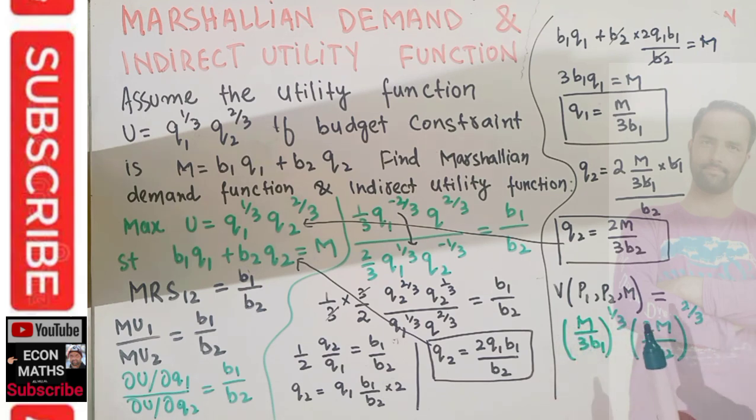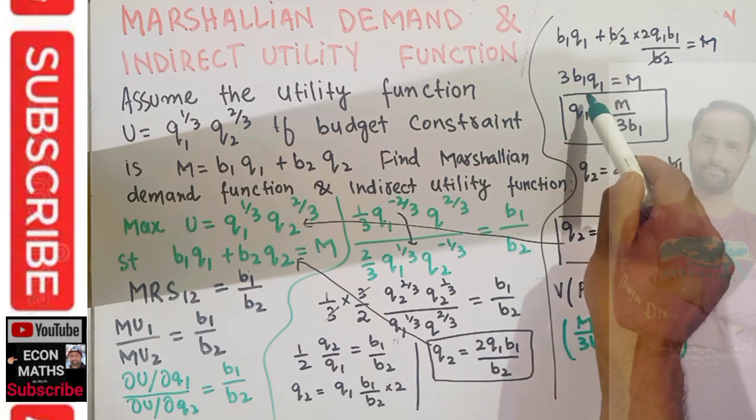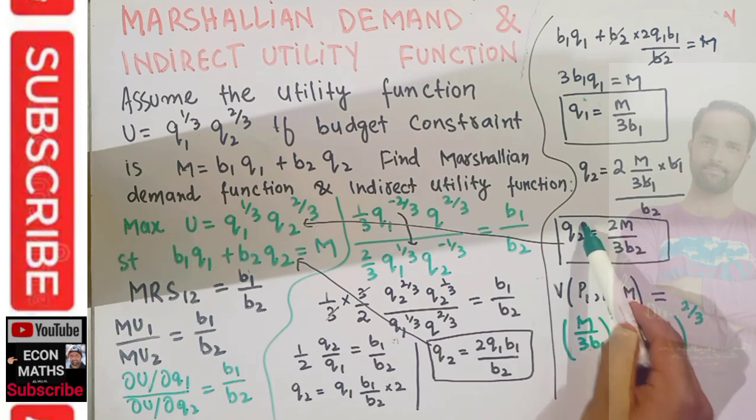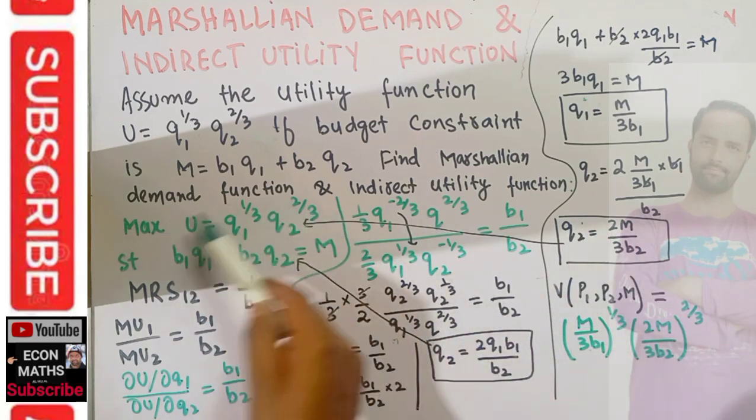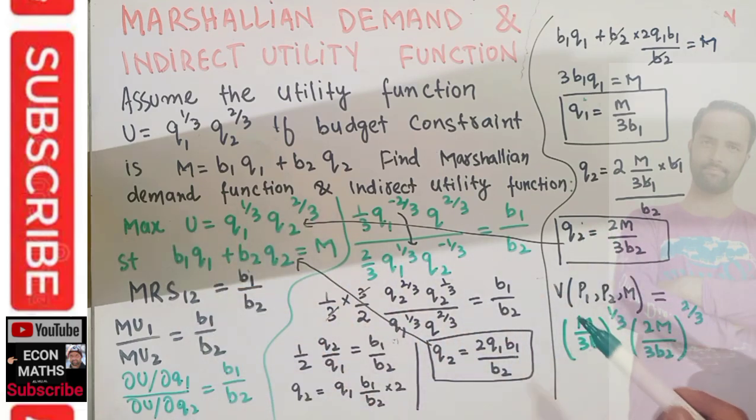When the function is in terms of prices of the goods and income, we say this is the indirect utility function. How do we find the indirect utility function? Simply plug the Marshallian demand functions of good 1 and good 2 into the utility function to get the indirect utility function.